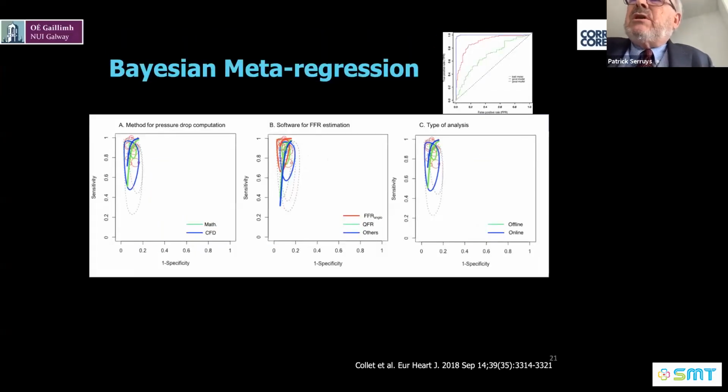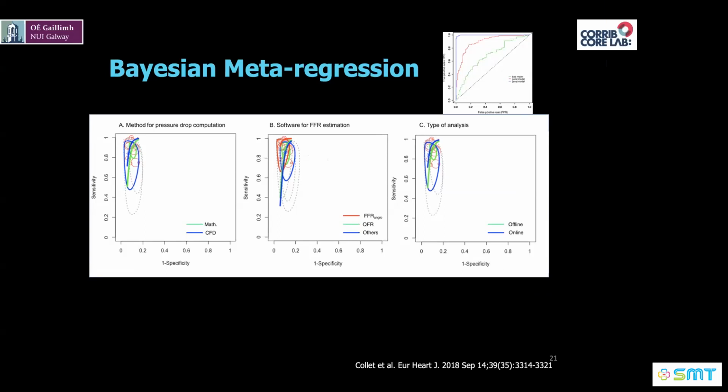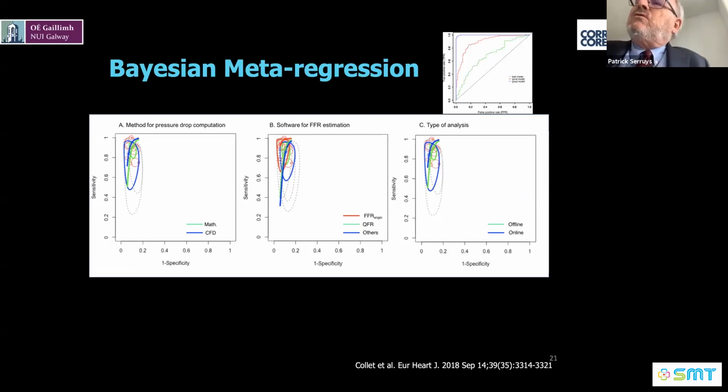And you see here the area under the curve. At the top of the illustration, you see a typical area under the curve. You know that if you have a very good sensitivity and specificity, it will be like the blue line. The red line is already a little bit less, and the green is not satisfactory.